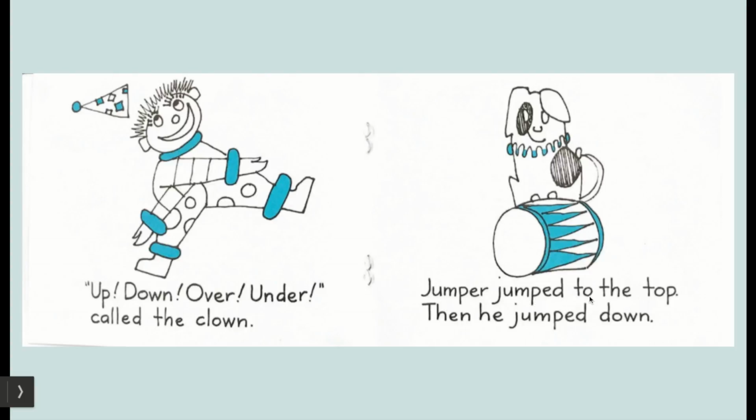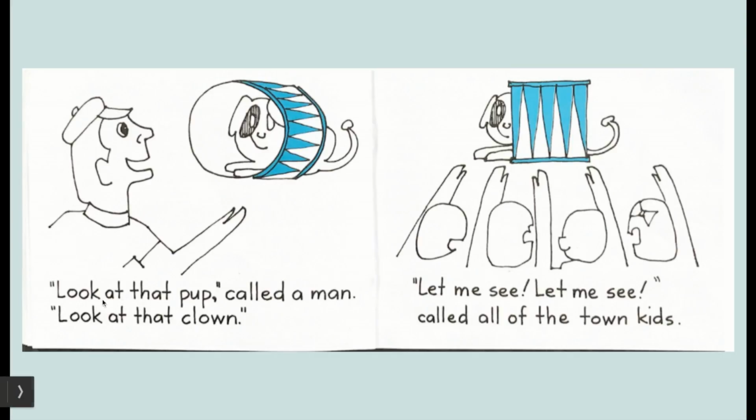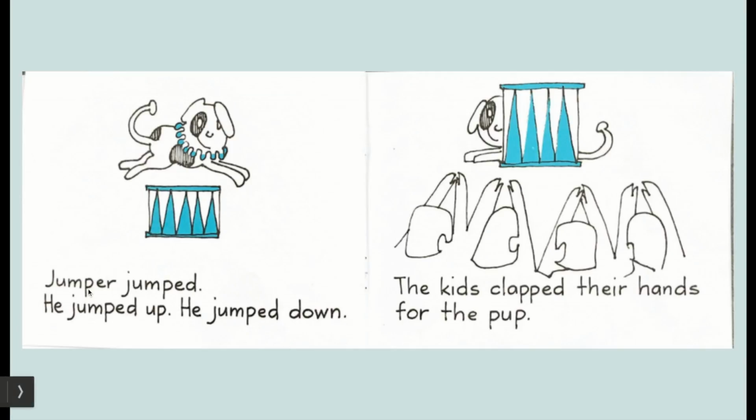Jumper jumped to the top. Then he jumped down. "Look at that pup," called a man. "Look at that clown." "Let me see," called all of the town kids. Jumper jumped. He jumped up. He jumped down. The kids clapped their hands for the pup.